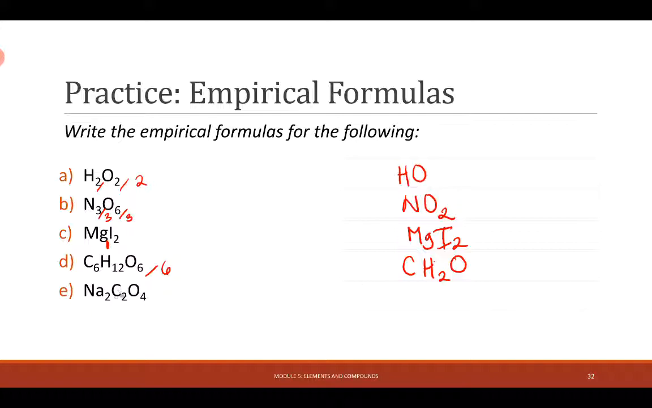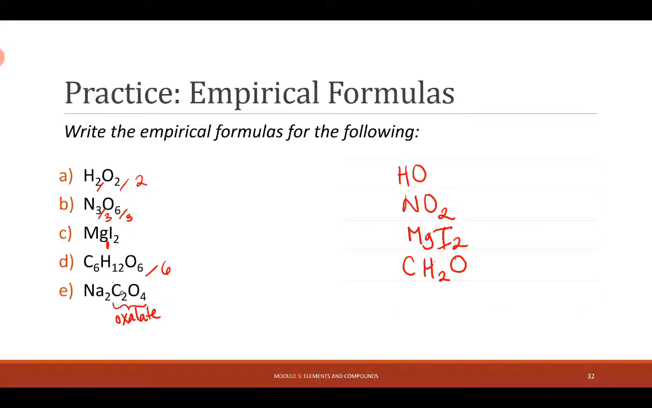And now for this next one, this is an example of an ionic compound where the chemical formula is not the empirical formula. So for this ionic compound, this is an oxalate ion. We'll get into our polyatomic ions in a later video, but each oxalate has 2 carbons and 4 oxygens.